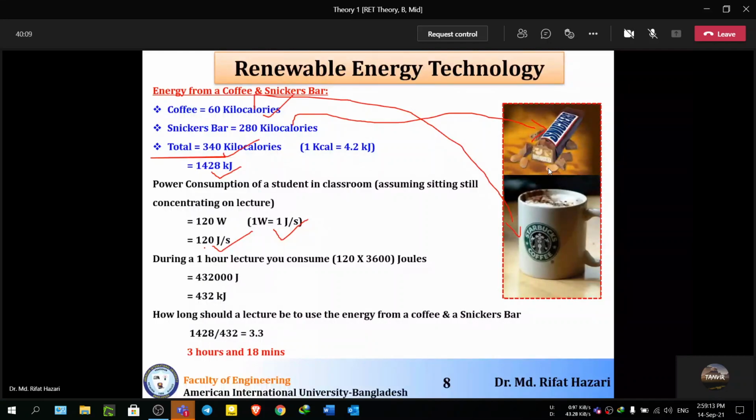Okay. So sorry, maybe I made a mistake. You require 120 watt. That means every second you require 120 joule of energy. For 1 hour, you require what? 120 into 3600, right? In every second, you require 120 joule. Then in every hour, you require around 432 kilojoule of energy, right? So for a 1 hour lecture, you require 432 kilojoule of energy.